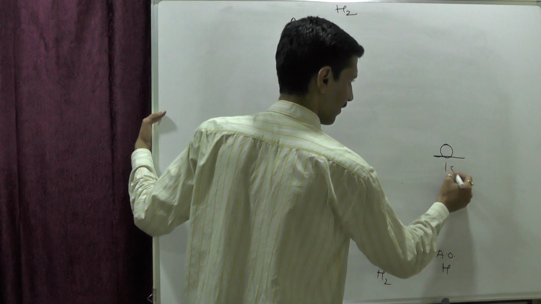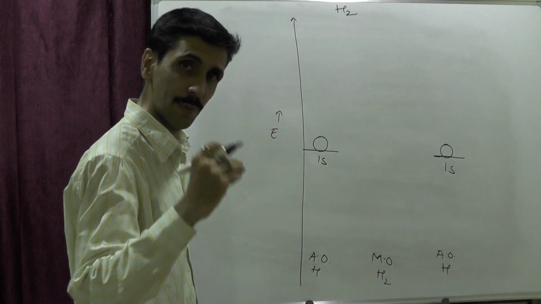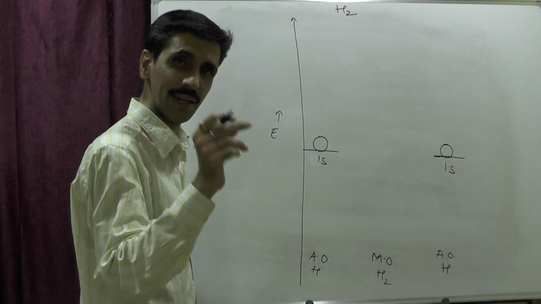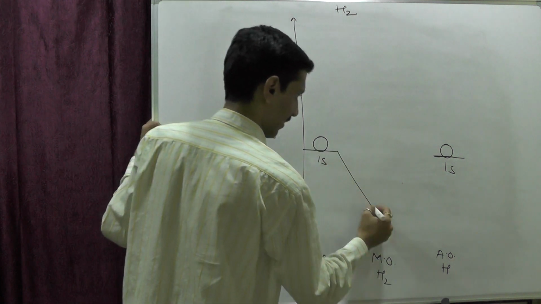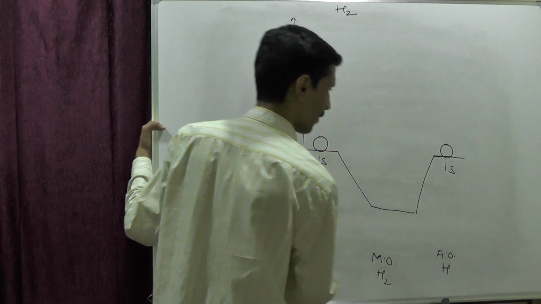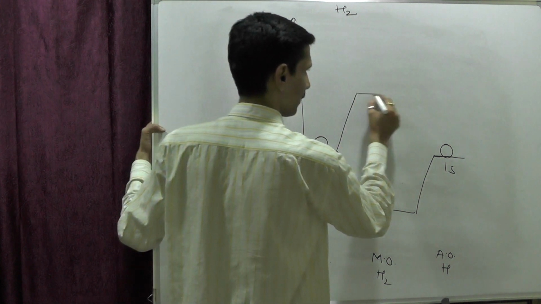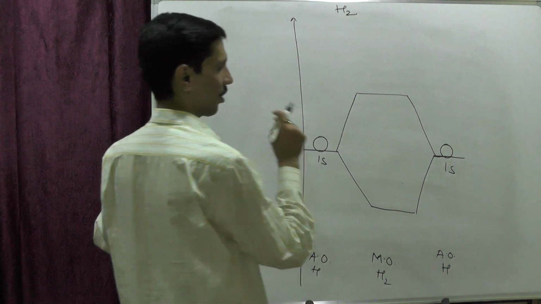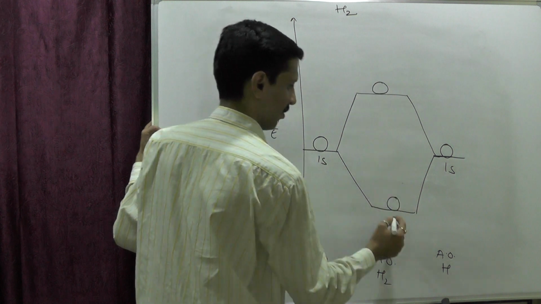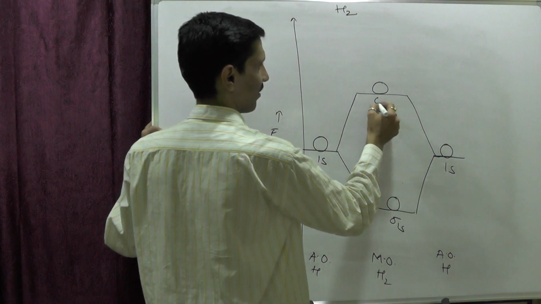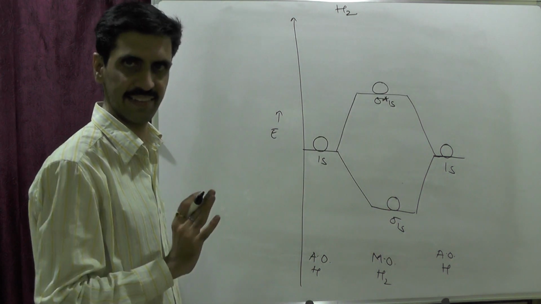Now this is also 1s. So these two will overlap, resulting in the formation of two molecular orbitals. One of them will be bonding and the other will be anti-bonding. Bonding का मतलब energy is less as compared to the corresponding atomic orbitals. तो मैं ऐसे बताऊंगा. Okay, this is the way. और दूसरा होगा anti-bonding, so उसका energy level will be higher as compared to the corresponding atomic orbitals. So this is the way it is going to be. So this is sigma 1s and this is going to be sigma star 1s. Okay, this is the structure.